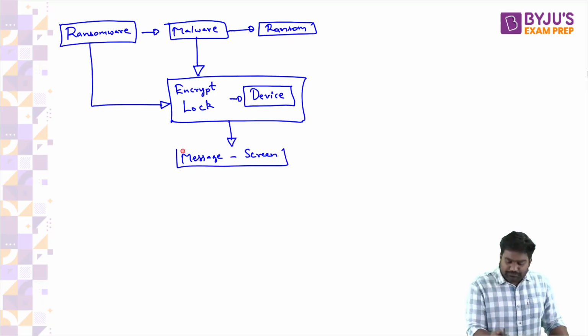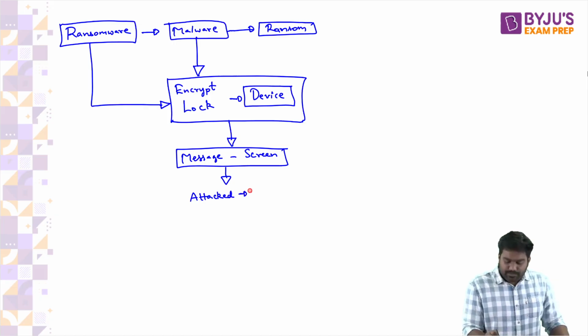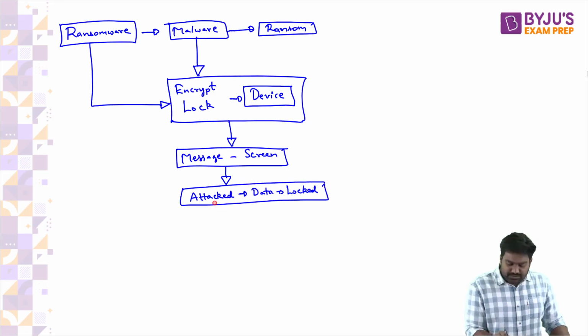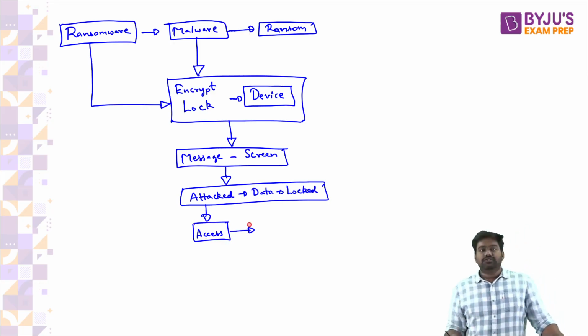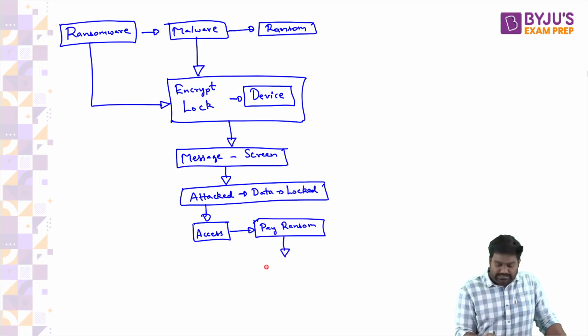What will be the message? The message will show that you've been attacked, your data is locked, you're basically locked out of your own system. Now, if you want to gain your access back to your system, to the sensitive data which is stored in your system, then you need to pay the money, the ransom that they are asking for, which they usually ask in cryptocurrencies.